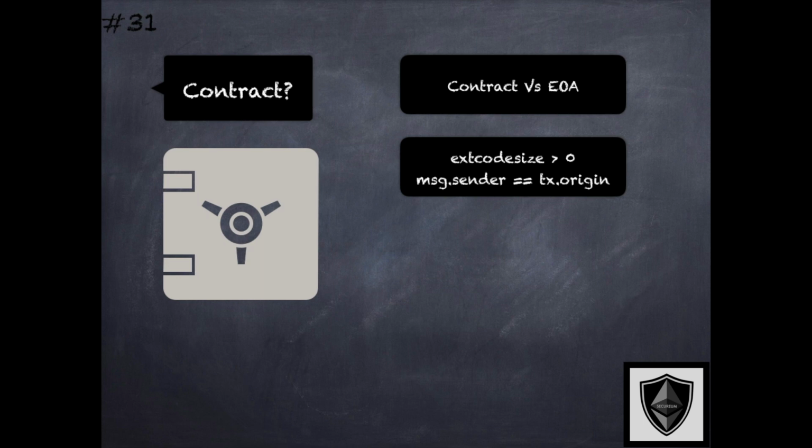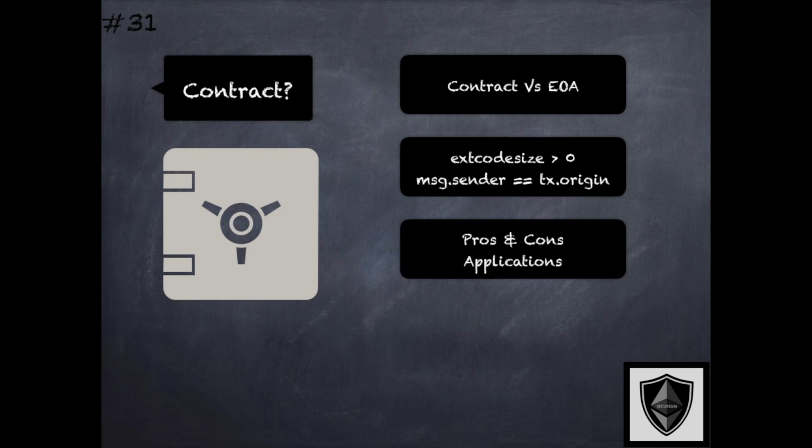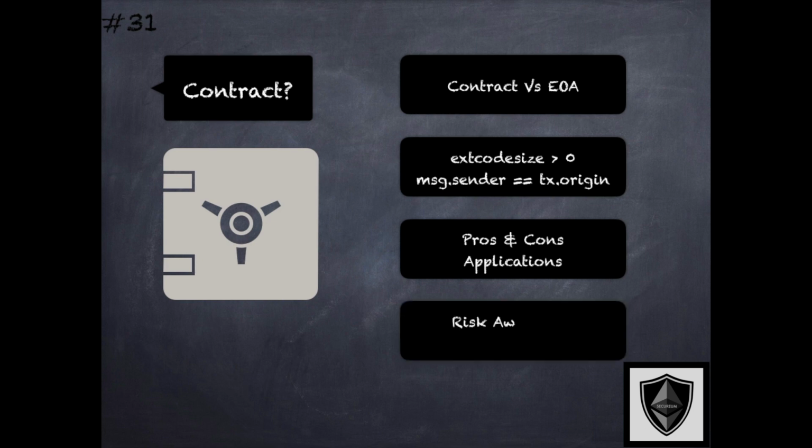And the second technique is to check if the message sender is the same as the transaction origin. And if it is so, then it means that the message sender is an externally owned account, because recall that transaction origin can only be an externally owned account in Ethereum as of now. So these two techniques have pros and cons, and depending on the specific application, it may make more sense to use one over the other.